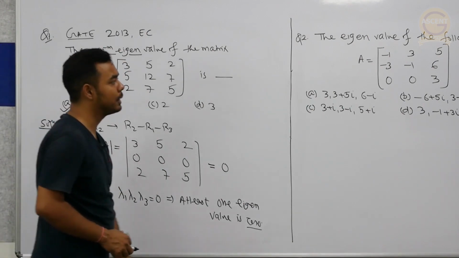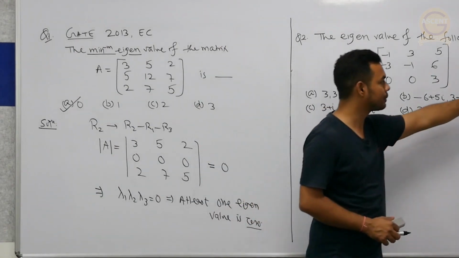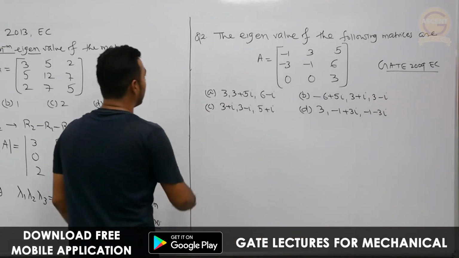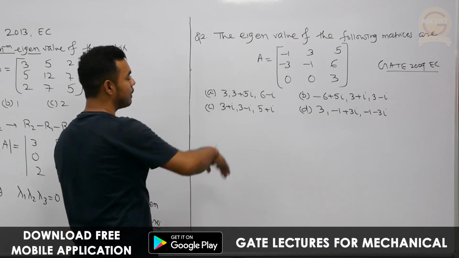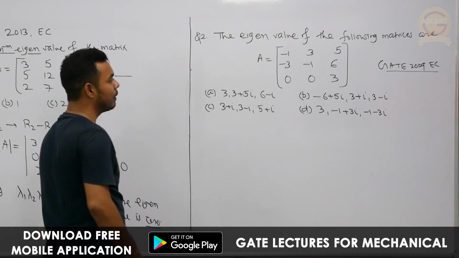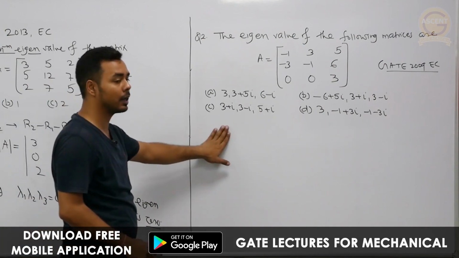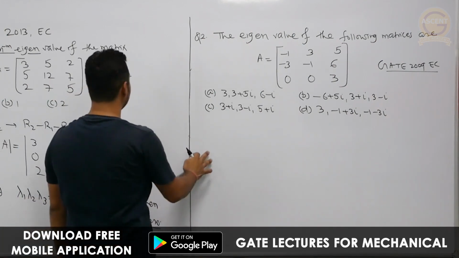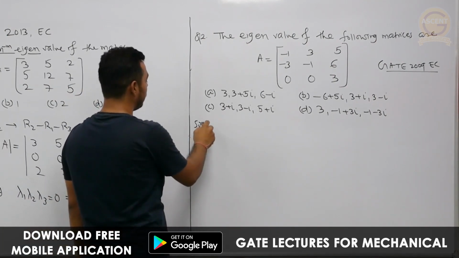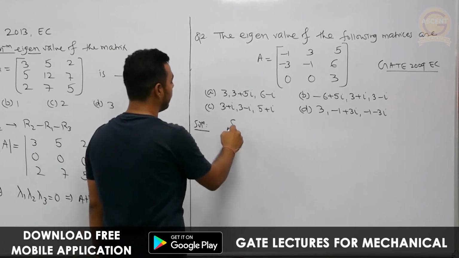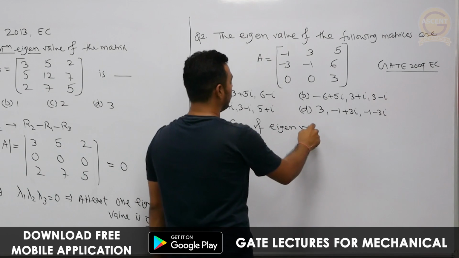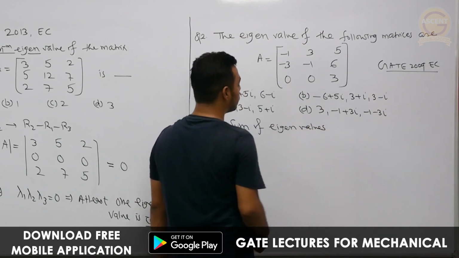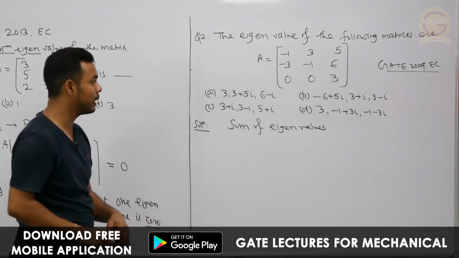Now the next problem, again, was asked in GATE 2009. The problem is about the eigenvalues of the matrix A. This matrix A is given, 4 options are given, and you have to identify which option is correct. We have learned that the sum of all the eigenvalues, we are going to eliminate from the options. It is always better to eliminate from the options in any GATE problem.